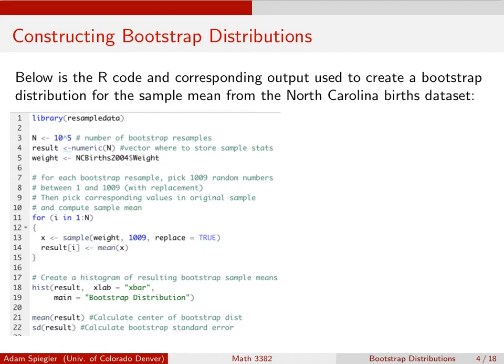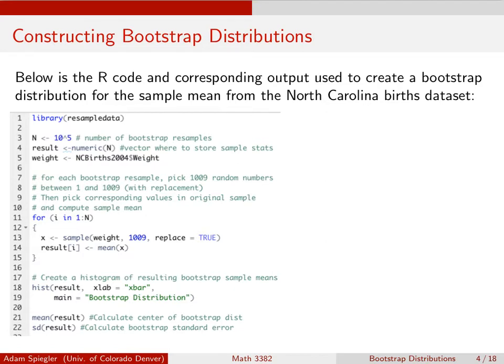First step, we load up the resample data library if you haven't done that. Rather than create all 1009 raised to the power of 1009 possible Bootstrap resamples, which would take a really long time, we're going to generate enough. So we'll do like we did with the permutation tests. Let's just say 10 to the fifth, 100,000 samples. That should be sufficient.